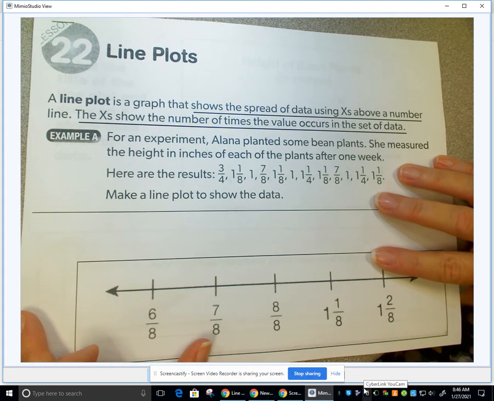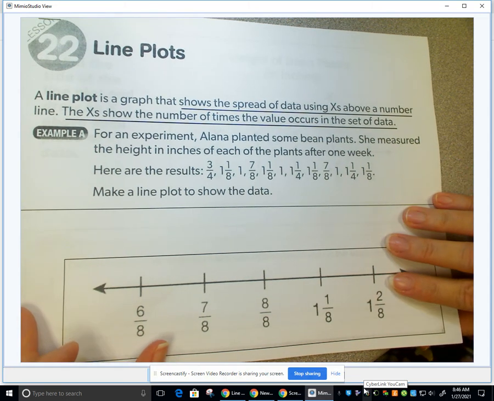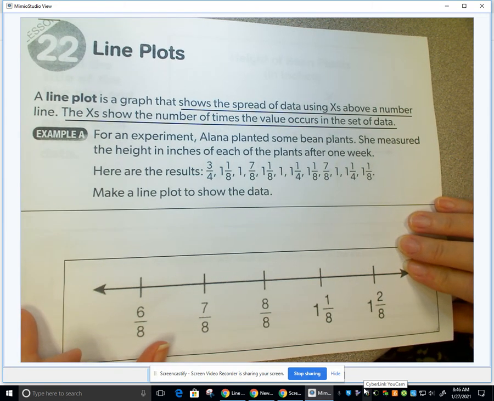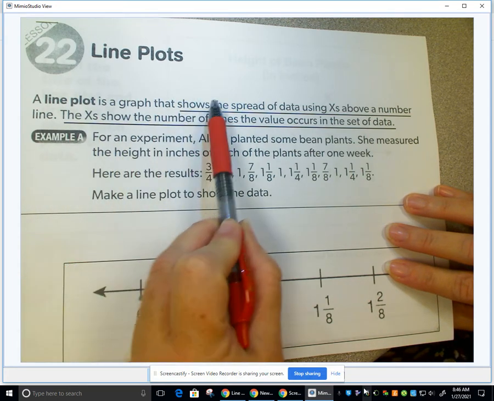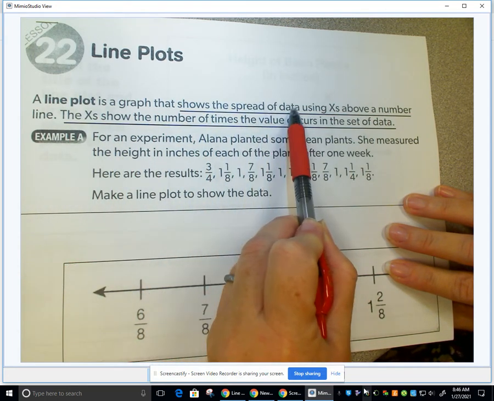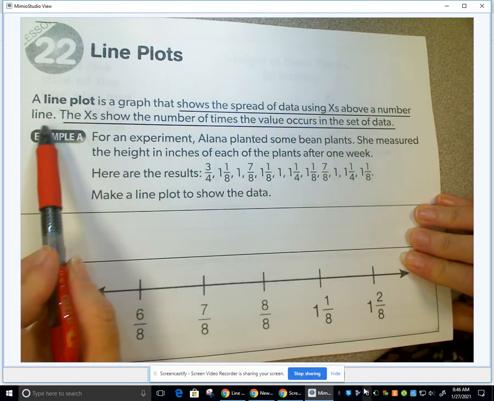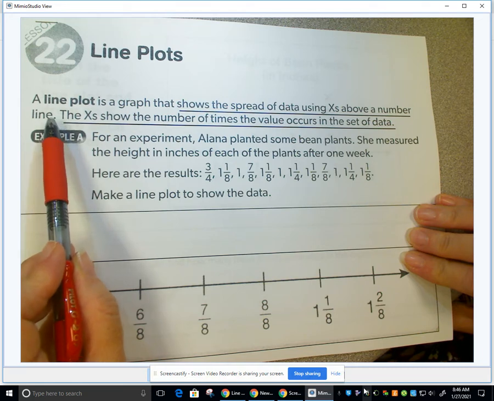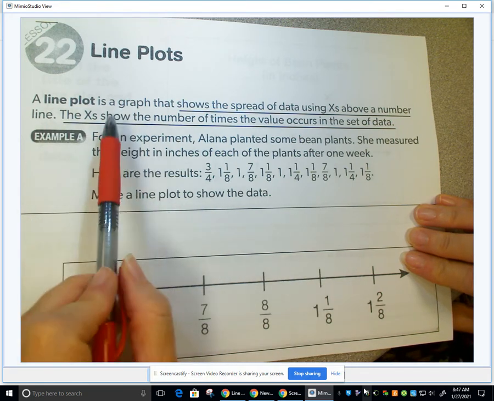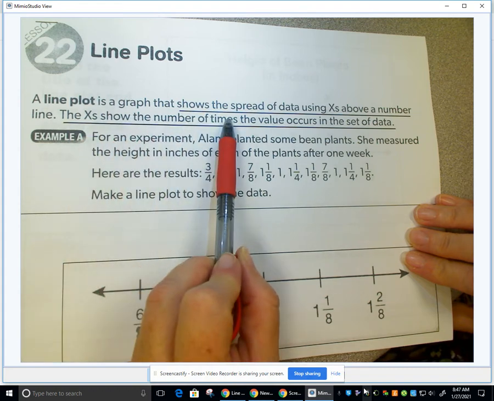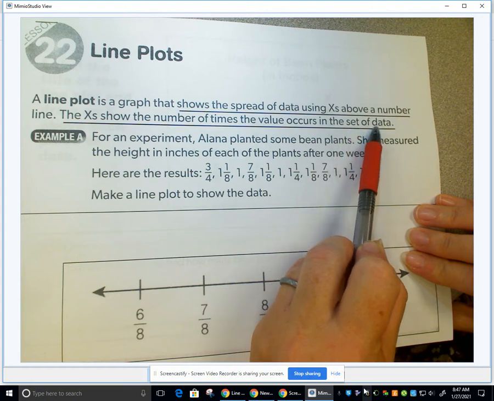We're talking today about line plots. Now, you probably remember working with line plots last year. But what a line plot is, it is a graph and it shows the spread of data using X's above a number line. You probably remember marking X's above a number line last year. Now, the X's show the number of times the value occurs in a set of data.